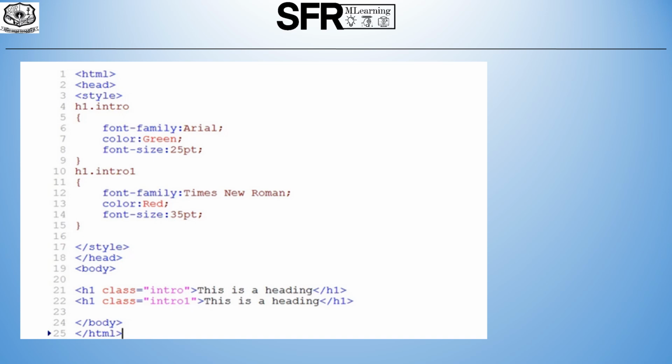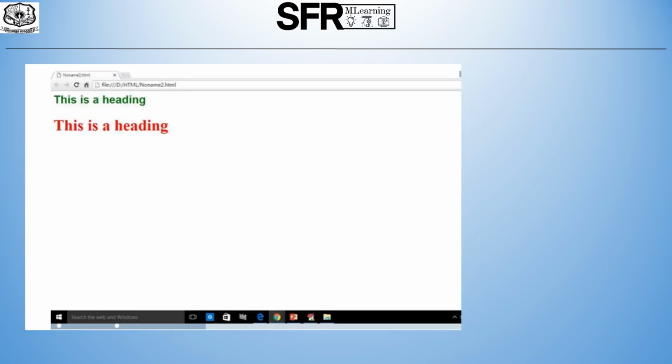In this example, we have the 2 HTML heading elements. The first heading element h1 has the class name intro. The second heading element h1 has the class name intro1. We apply the style using the style tag. Inside the style tag, the intro class name has the following styles: font family Arial, color green, font size 25 points. The intro1 class name has the following styles: font family Times New Roman, color red, font size 35 points. Then save and run the HTML document. The following output will be displayed on the browser.